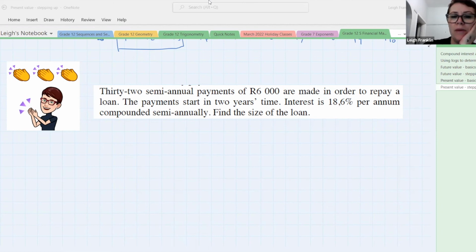Okay, so remember here, there has to be the gap of 1. So in this case, the gap is 1/2 year. Payments start in 2 years' time. Remember, the interest is compounded semi-annually, so that's twice a year. And there has to be a gap of 1.